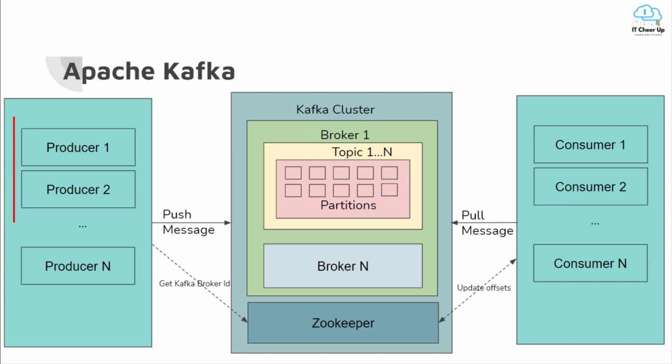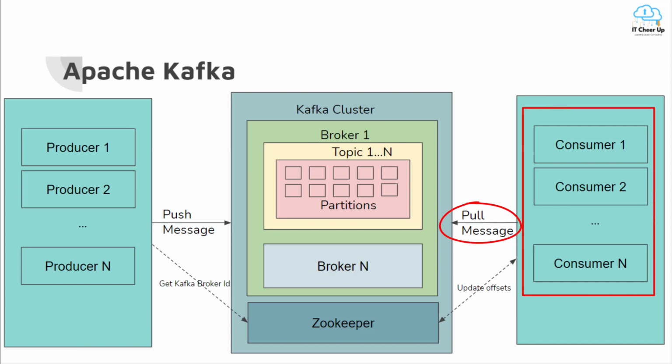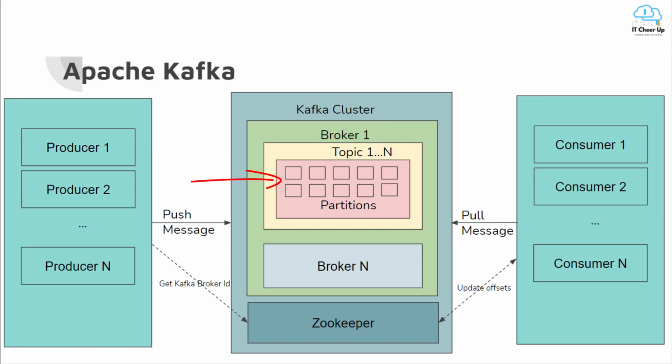Producers are processes that push records into Kafka topics within the broker. A consumer pulls the records of a Kafka topic. Topics are divided into partitions, and the partitions are replicated across the brokers. Each partition includes one leader replica and 0 or more follower replicas.